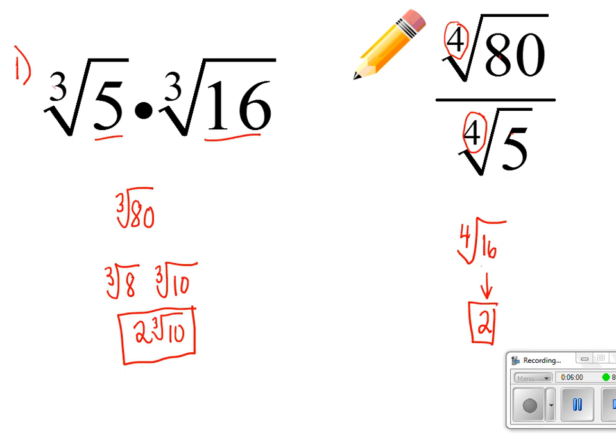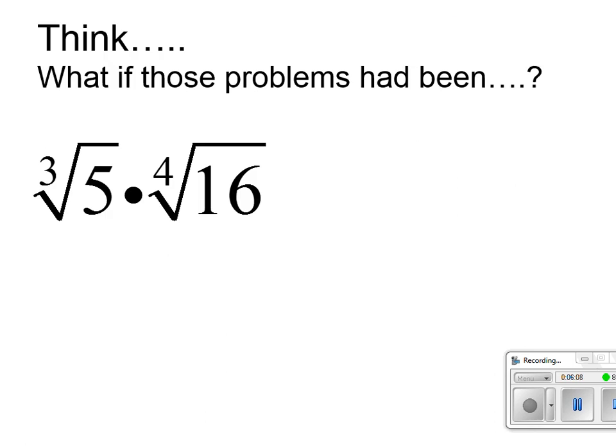So my question is, and that was example number 2. My next question is, and you don't have to write this down, but I want you to think, what happens if our problems would have looked like this, where it says the cube root of 5 times the 4th root of 16? Well, because these indices, plural for index, are not the same, we cannot multiply the 5 and the 16. So we would have to look at these individually.